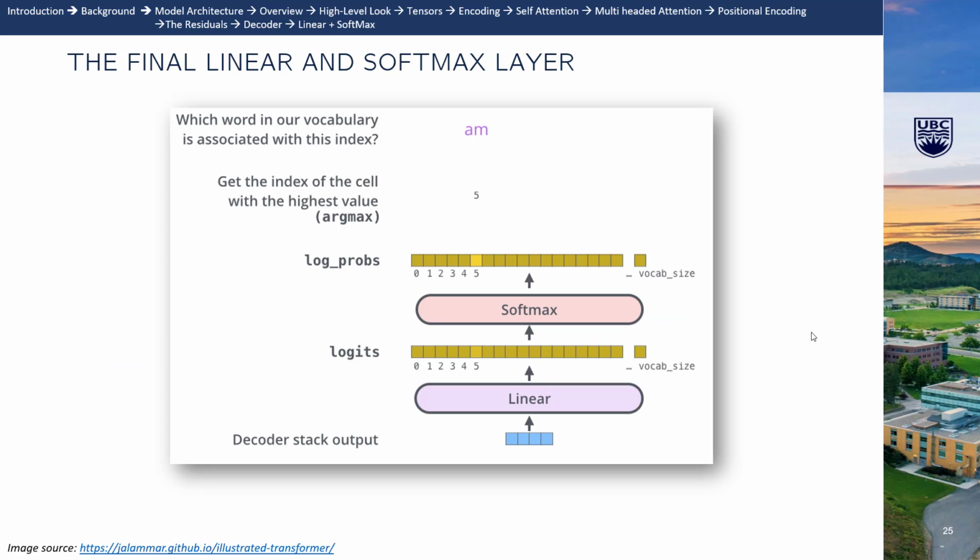Now at this point, we know that the decoder stack outputs a vector of floats, but how do we turn that into a word? That is the job for the final layer, which is a linear layer followed by a softmax layer. The linear layer is a simple fully connected neural network that projects the vector produced by the stack of decoders into a much larger vector called the logits vector. The softmax layer then turns those scores into probabilities. The cell with the highest probability is chosen and the word associated with it is produced at the output of each time step.